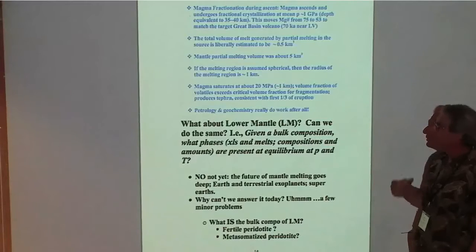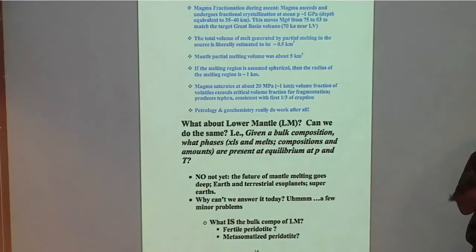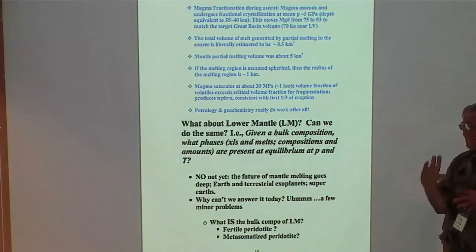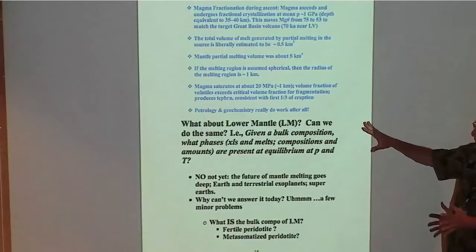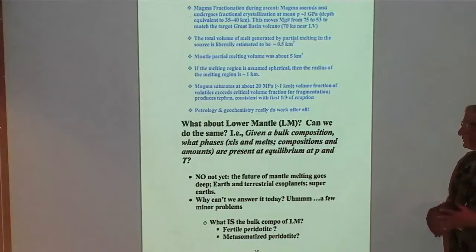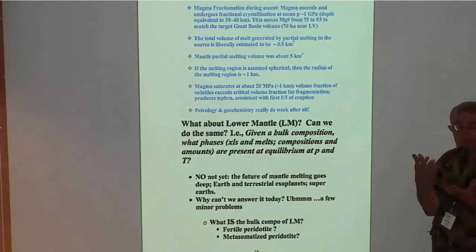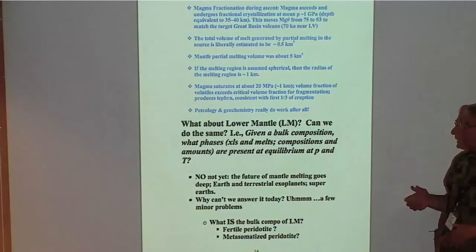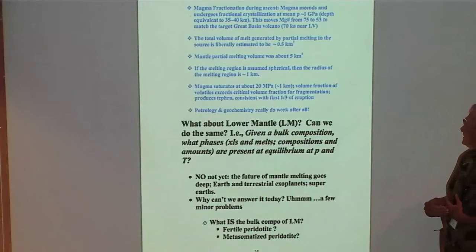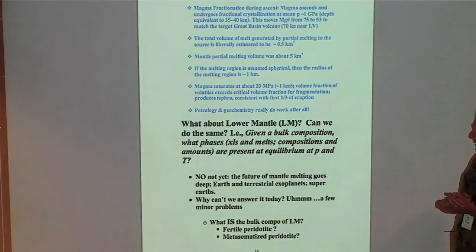So, okay, petrology and chemistry kind of works. We can kind of do that for the upper mantle, and that's what you guys probably need to know. Again, I don't want to push that, but we can. What about the lower mantle, right? Can we do this? Given a bulk composition, what phases are present, and what are their compositions, and what are their amounts at some P and T? P is going to be 130 GPa, T is going to be 5,000, 4,000, whatever you choose. Can we do that? Short answer: no. We can't. Quite.